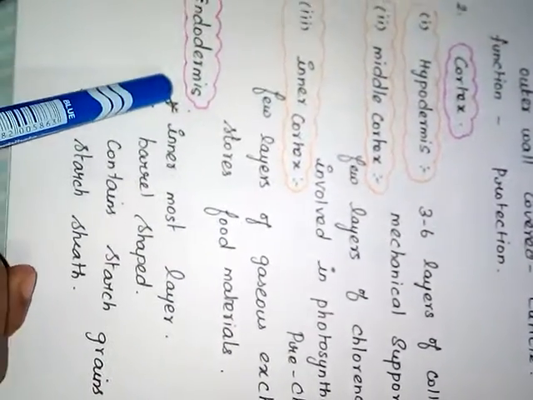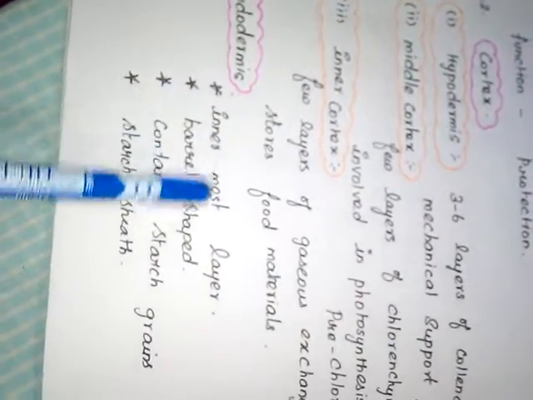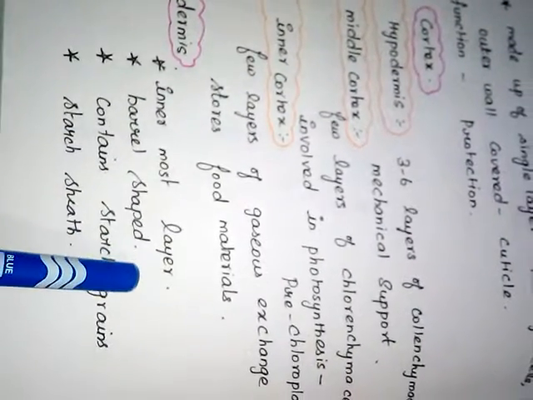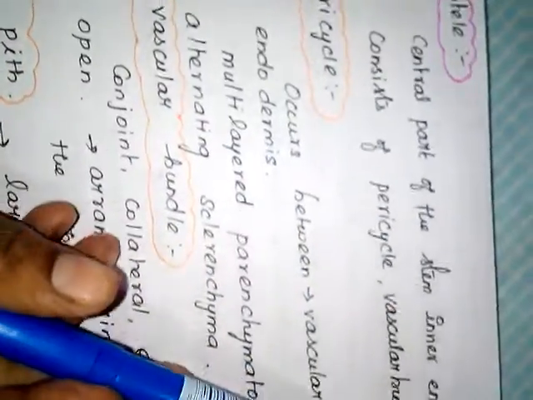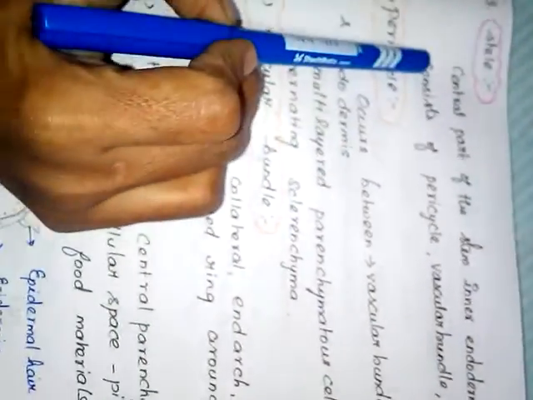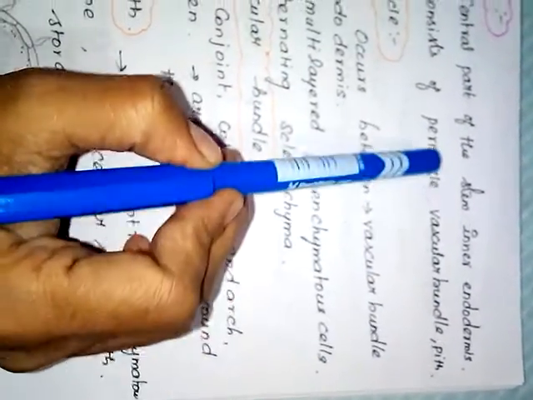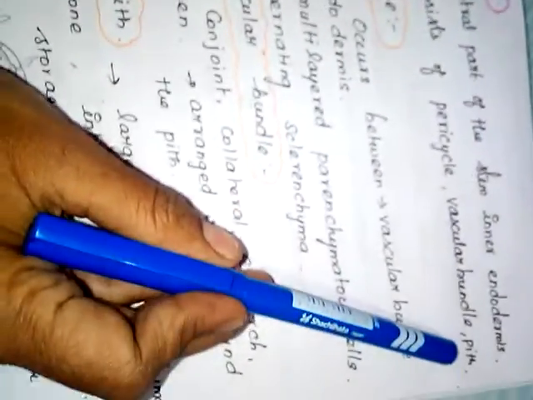Then endodermis. Endodermis is the innermost layer. This layer is barrel shaped. It contains starch grains. Then stele. Stele is the central part of the stem, inside the endodermis. It consists of pericycle, vascular bundle and pith. They are divided into three groups: pericycle, vascular bundle and pith.